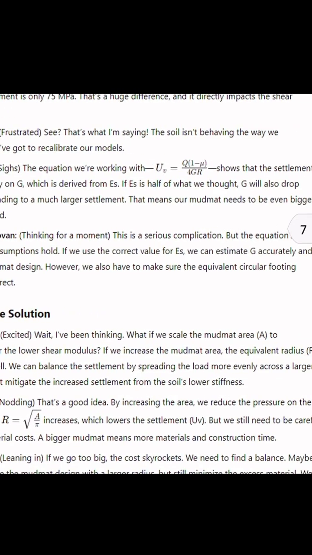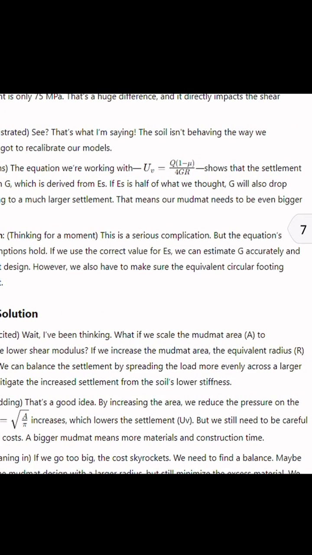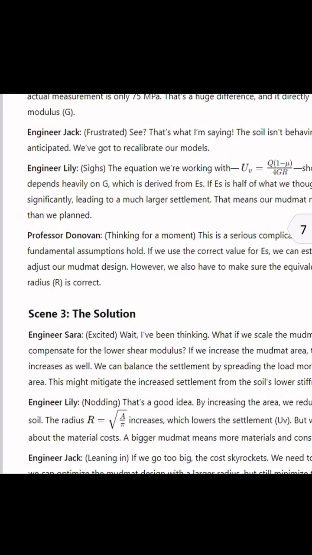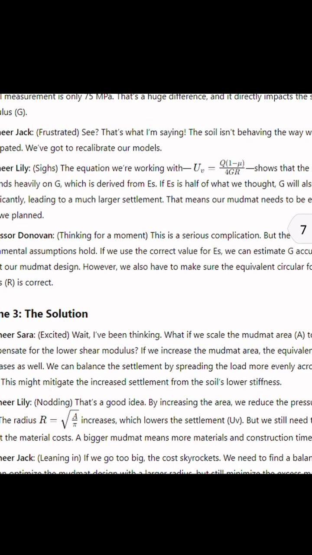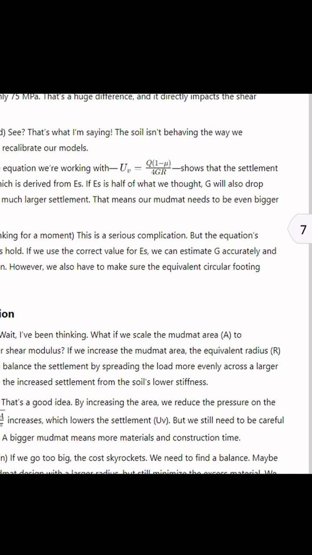The equation we are working with is delta V equals Q times (1 minus mu) divided by 4 G R. If mu increases, settlement increases. It shows that settlement depends heavily on G, which is derived from Es. Es is half of what we thought.